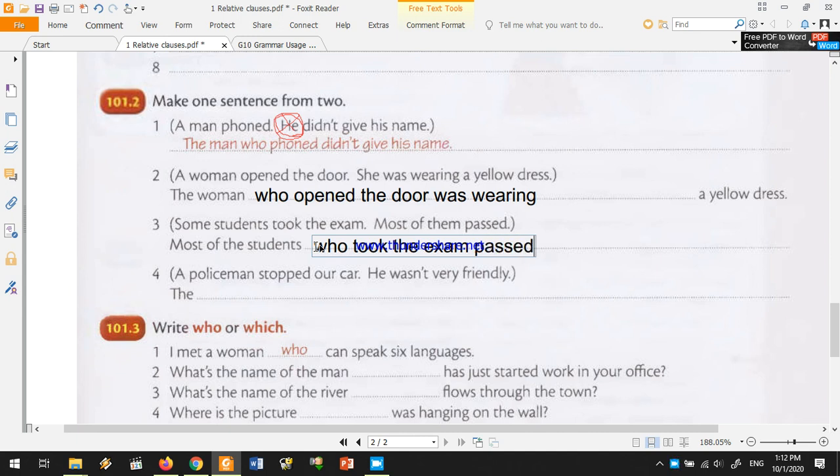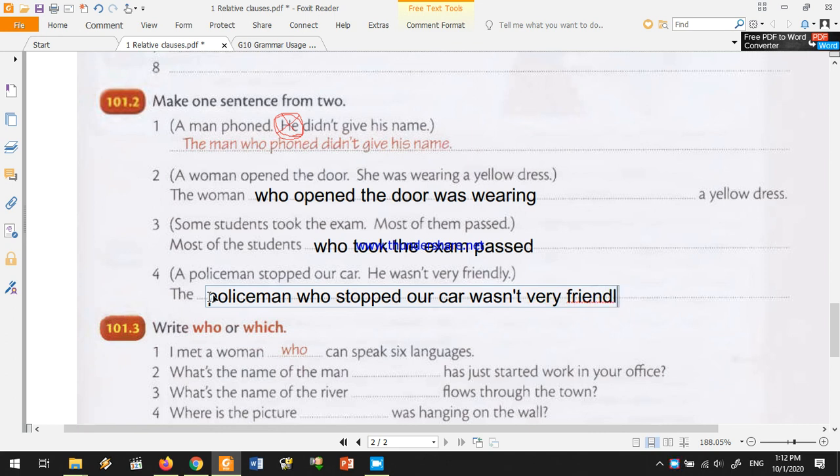Number four, a policeman stopped our car. He wasn't very friendly. We would say the policeman who stopped our car was not very friendly. Okay.